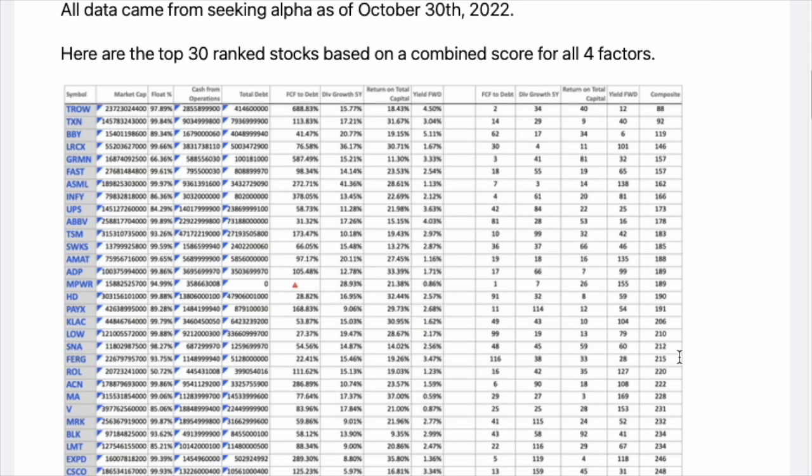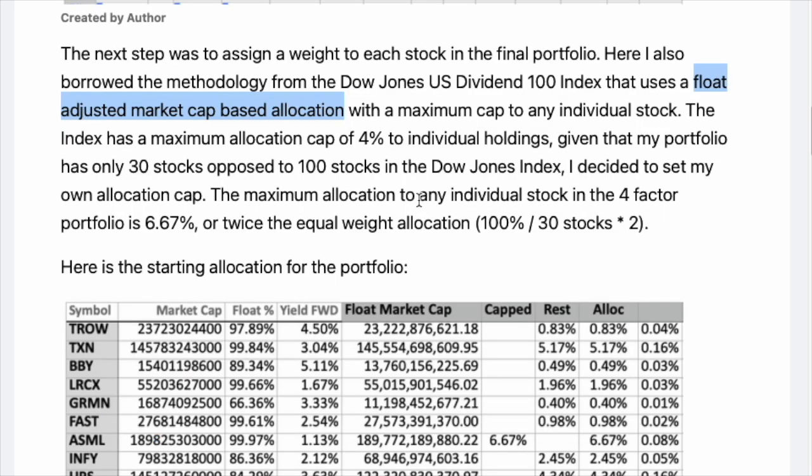In late October of last year, I ran this stock screening process on the 170 dividend growth stocks in my universe, and I selected the top 30 stocks to be included in this portfolio. I also borrowed the asset allocation methodology of the Dow Jones US Dividend 100 Index that uses a float-adjusted market cap-based allocation with a maximum cap to any individual stock. Because my portfolio only holds 30 stocks as opposed to 100 stocks in the Dow Jones Index, I decided to set my own allocation cap. The maximum allocation to any individual stock I selected was 6.67%, which was twice the equal weight allocation.